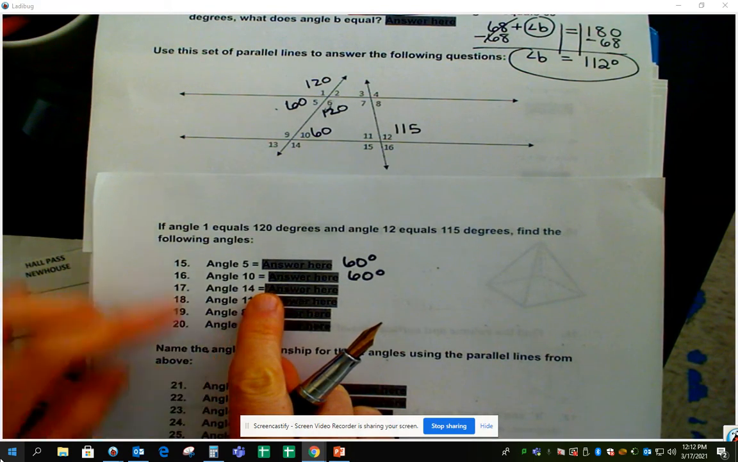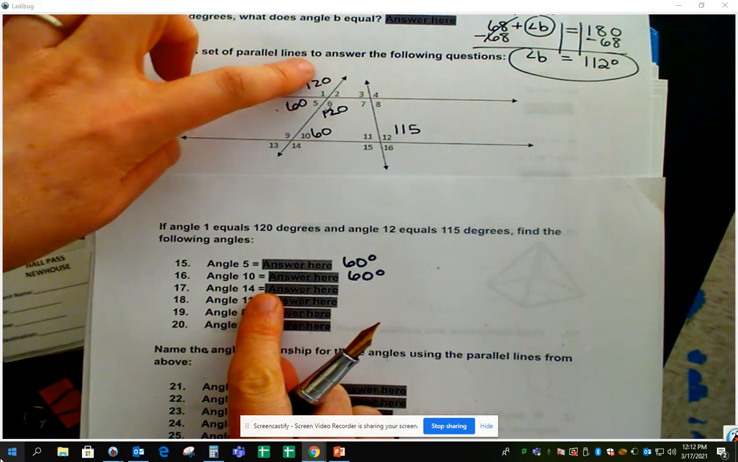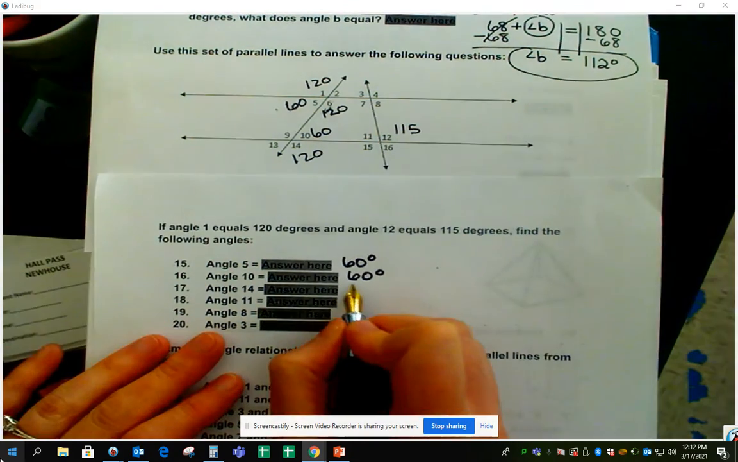Okay, angle 14, that's supplementary with angle 10. So we saw 60 and 120 makes 180.